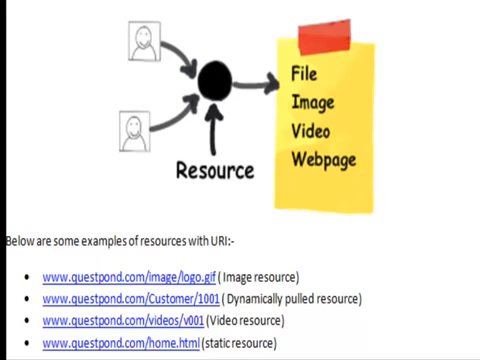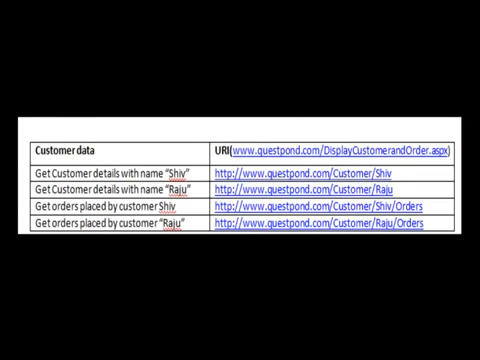So that's the first important fundamental. The second principle of REST says that every resource is identified by a unique identifier. Now if you look at the old web, it identifies all resources by a URL. For example, let's say that you want to display customer with their orders.